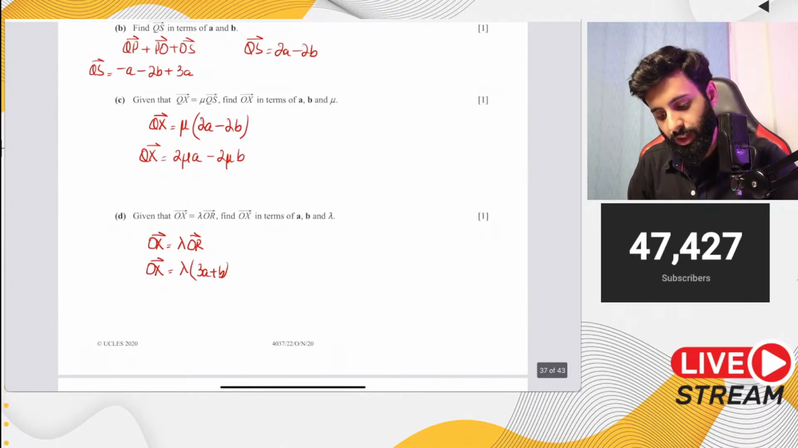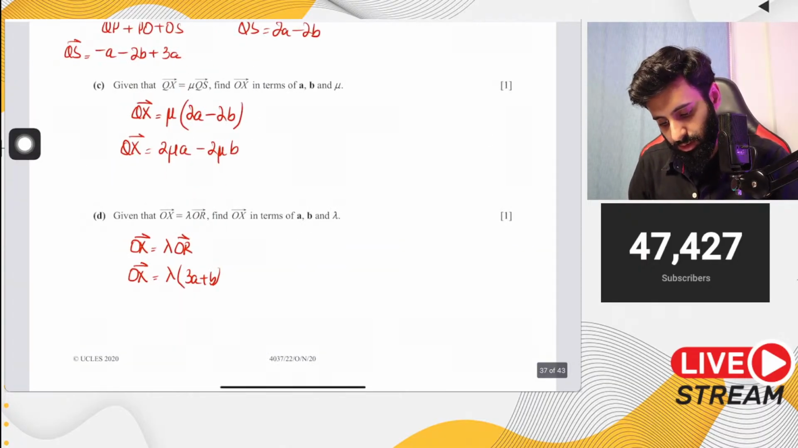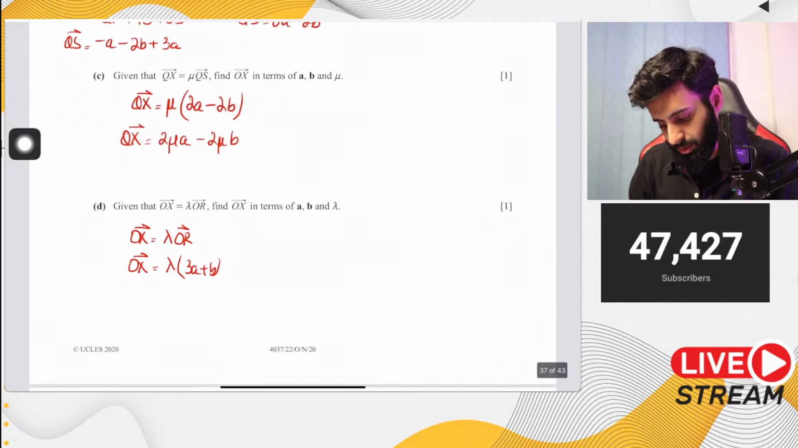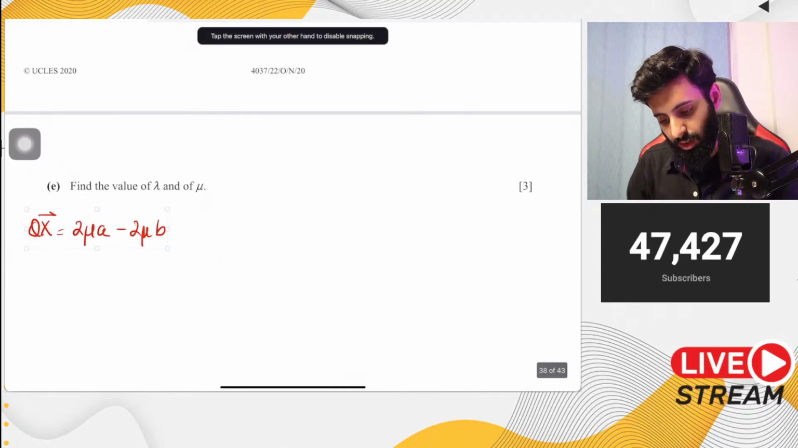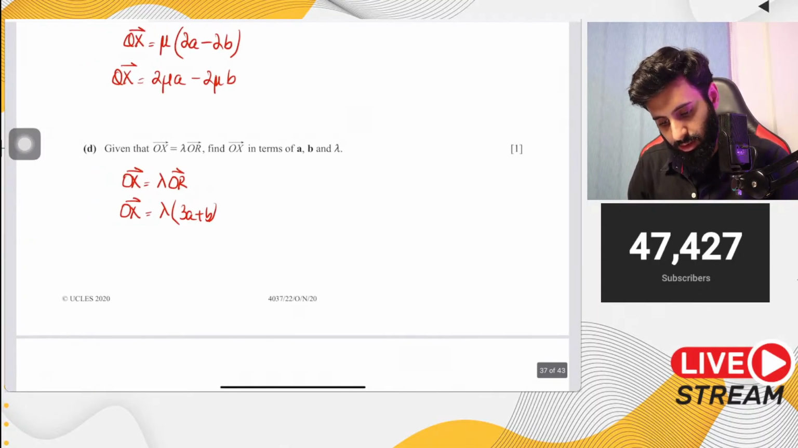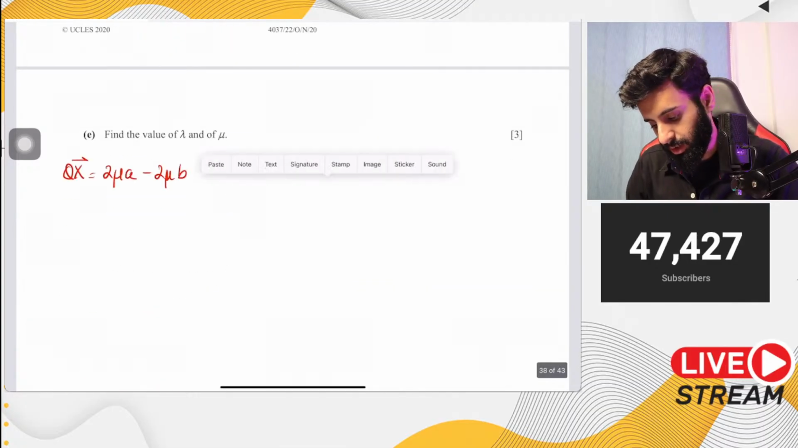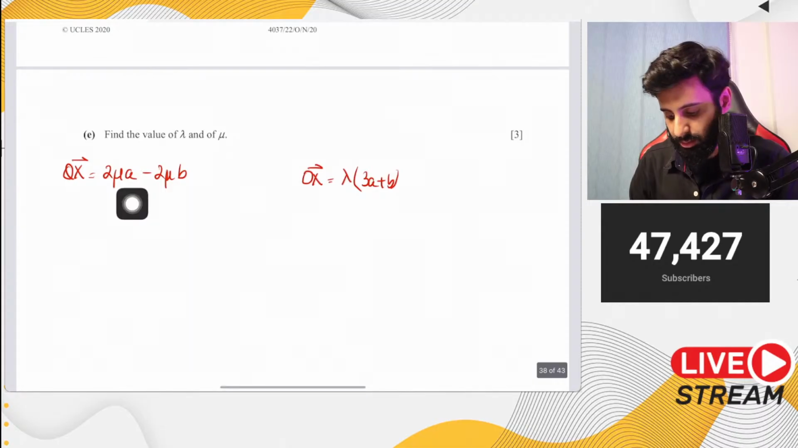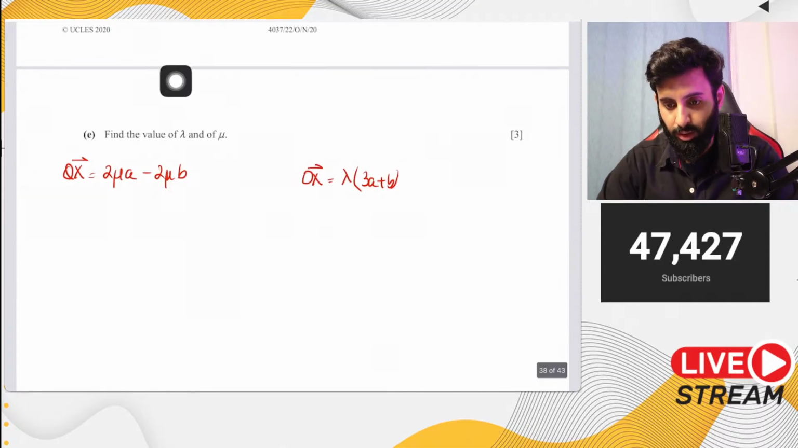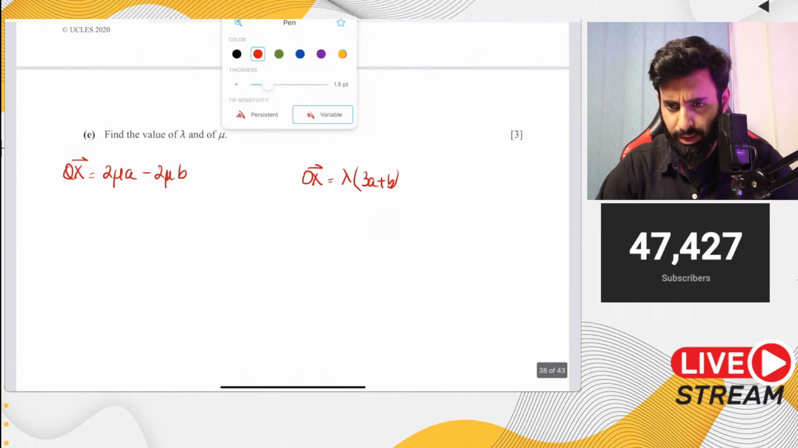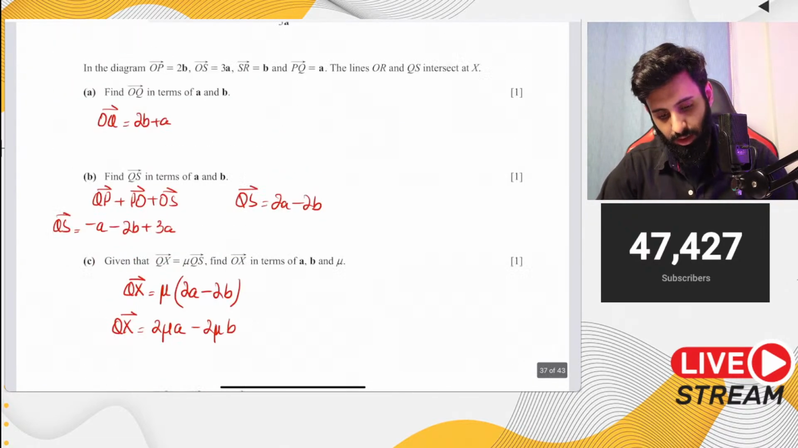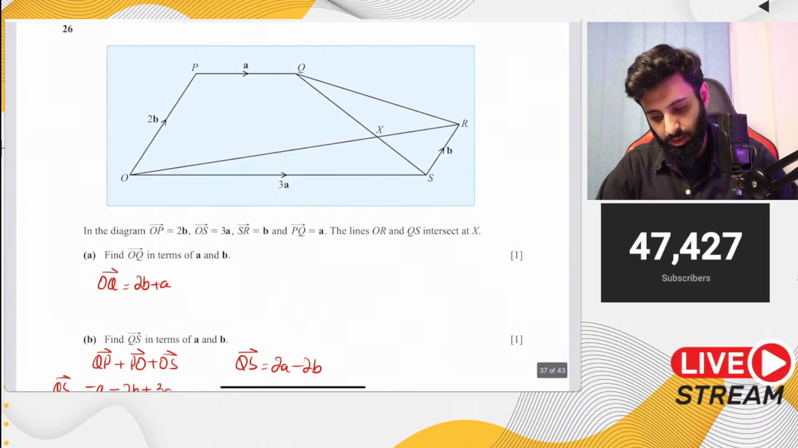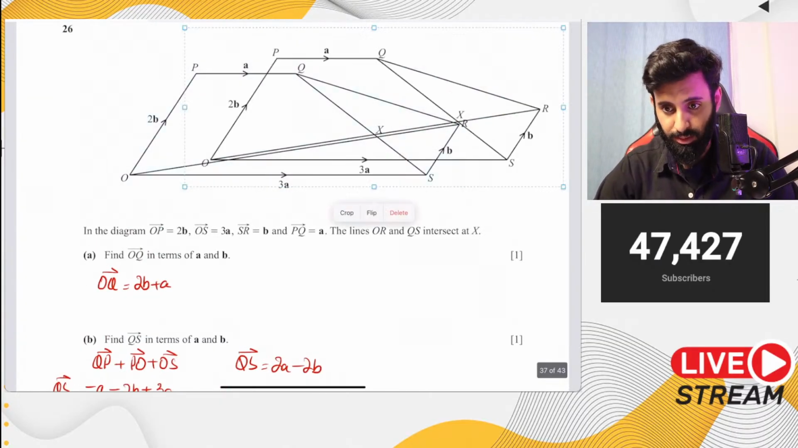Okay. Now, notice that we have QX, which is right here. And we also have OX, which is right here. Okay. Now what I need to do is find out QX again, but in terms of lambda. Have I solved this earlier? Well, too bad if I've solved this earlier. No problem. Let's do it again. There are plenty of questions that I solved multiple times.